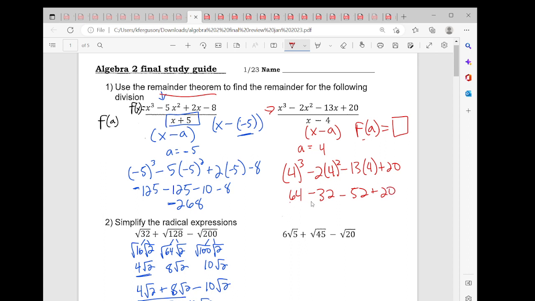So then I combine my negative and positive. I got 84 minus 84. Lo and behold, my remainder is 0. So another way of thinking about this is that x minus 4 is a factor of that.